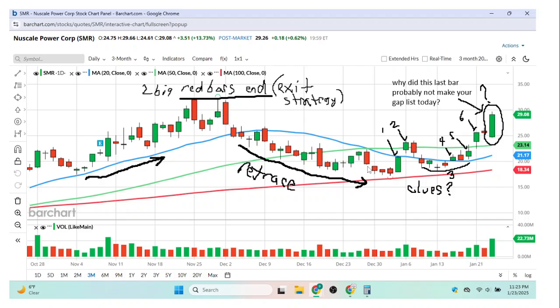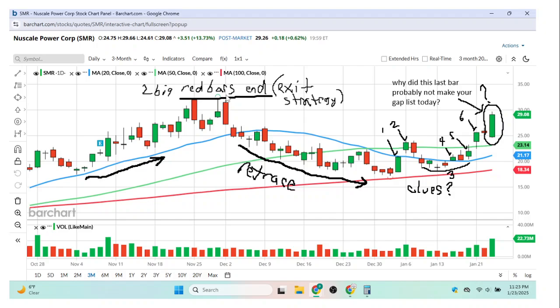This is a fairly sequential pullback. This stock was pulling back before the general market. This stock was starting to pull back late November, first week of December. The market didn't pull back till mid-December. So this was pulling back first, giving us clues that the market was probably going to pull back, along with other stocks that I was watching. But this is pretty normal retracement, right?